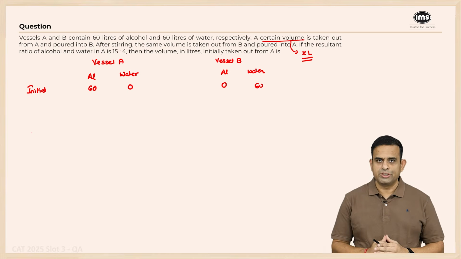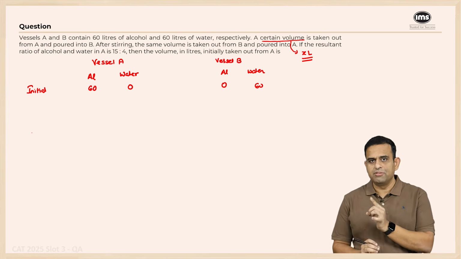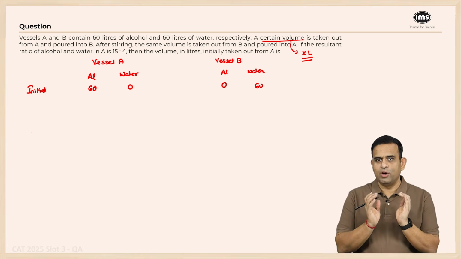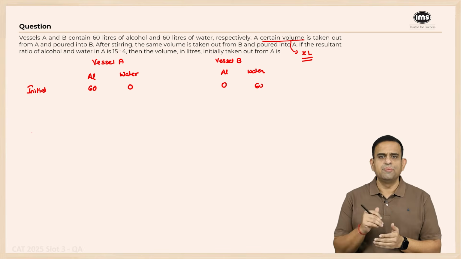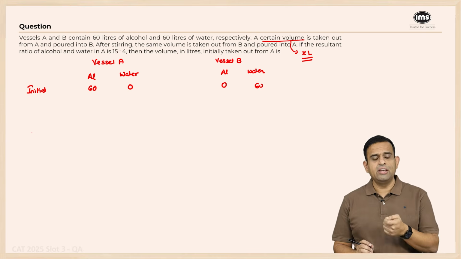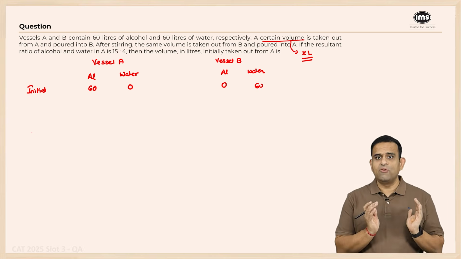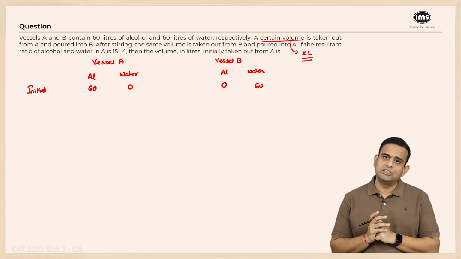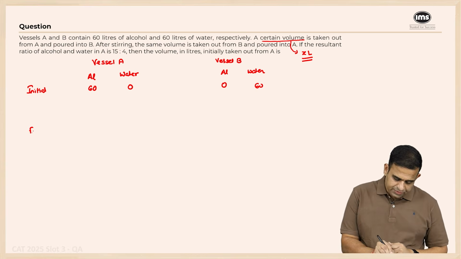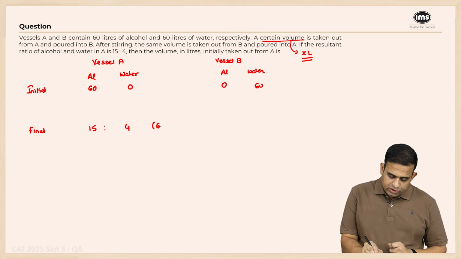Now if I look at one more method to solve this particular question, understand that initial total quantity of vessel A and vessel B was 60. After the first transfer, the total quantity of vessel A changed from 60 to less than 60, and for vessel B it became more than 60. But again, once you transfer the same quantity from vessel B to vessel A, total quantity of vessel A and vessel B becomes 60 each. So what they have given finally, the required ratio of alcohol to water happens to be nothing but 15:4, and the total basically was 60.